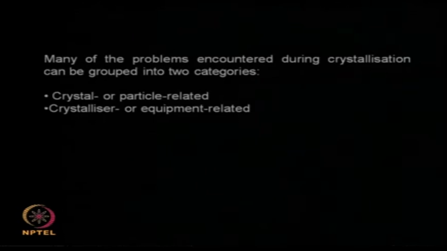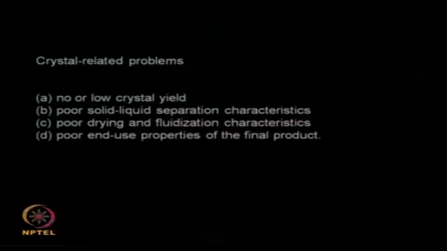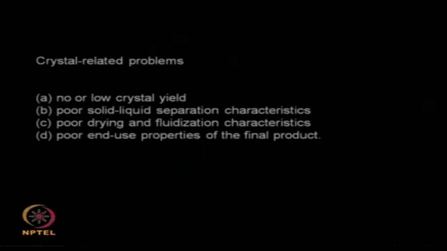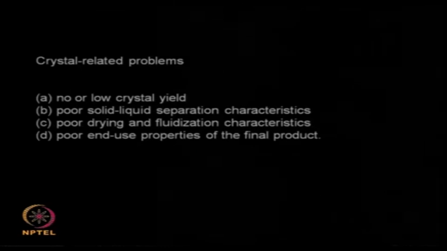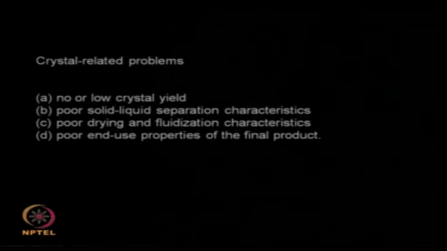There are many problems that are encountered during crystallization. They can be related to crystals or particles, or problems because of the equipment or the crystallizer. So particle related could be because of presence of impurities, solvents, reactions, boiling points, miscibilities, viscosities and so on. Crystallizer related is more about equipment, mixing, agitation, heating, flow rates, vapor removal and so on actually. So the crystal related problem leads to low crystal yield, poor solid liquid separation, poor drying and fluidization, that means after your crystallization you are not able to dry fully, or poor end use properties, that means the final product does not have all the properties of the real solid because of some impurities or because of removal of solvent or because of the type of crystal that is formed and so on.